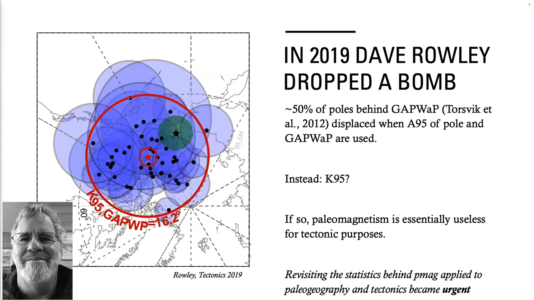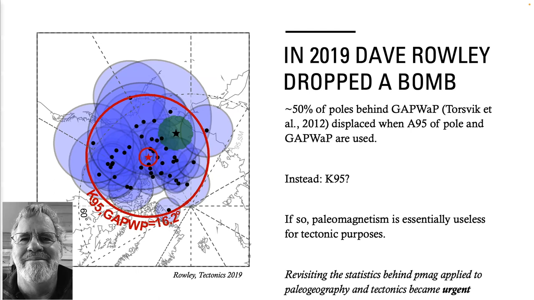And he suggested that we should use another measure, namely, in this case, the circle, the confidence region that encloses 95% of the poles in the apparent polar wander path. He called this a K95. And the K95 of the apparent polar wander path of Torsvik varies between 16 and 22 or so. So that basically means that any rotation that you would compute less than 20 degrees, or any paleolatitudinal motion computed less than 20 degrees, 2,000 kilometers, is statistically insignificant. And that was a bit of a problem.